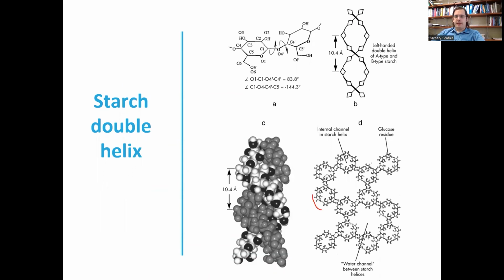So our starch double helices will then end up packing together into these tight structures here, although we do have water channels available here as well, where water will be able to access and hydrogen bond to our individual sugar molecules.